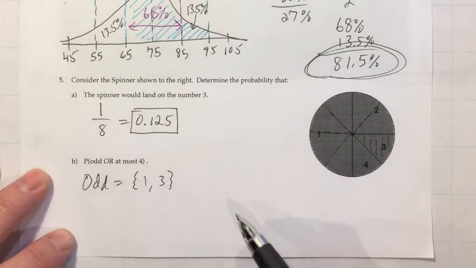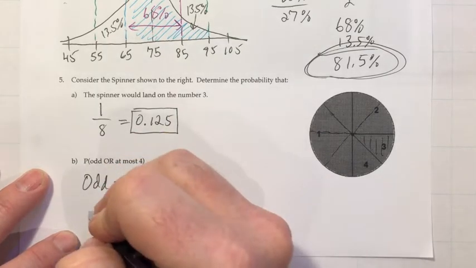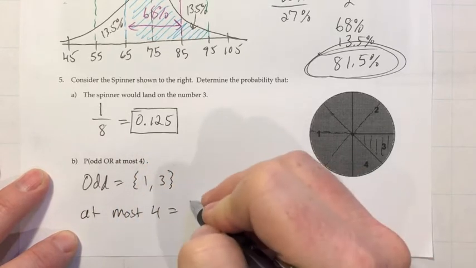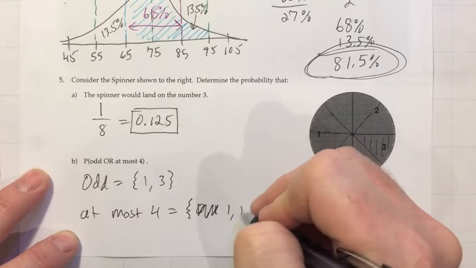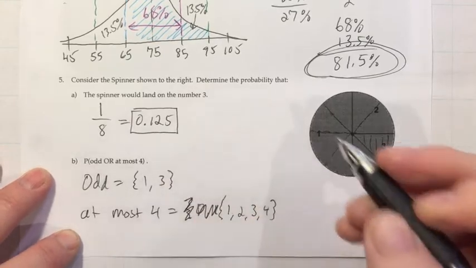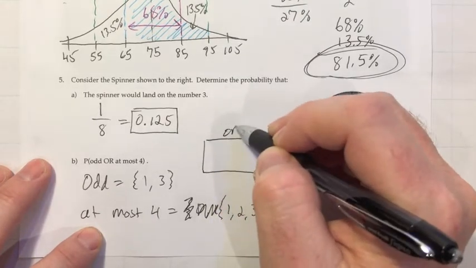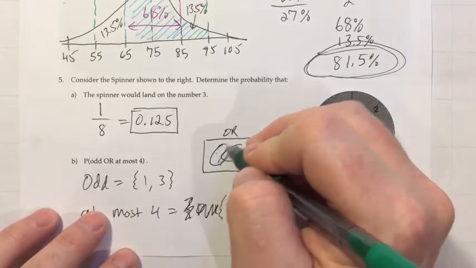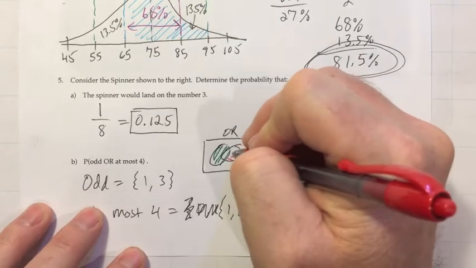And then what are the numbers that are at most 4? Well, at most 4 is 4 or fewer. So at most 4 is actually 0. Whoops, there's no 0 in the spinner, sorry. 1, 2, 3, and 4. That's everything. When you do an OR, if you think back to Venn diagrams, if you're doing an OR, you're supposed to shade all of the first one, and then whatever's new from the second one.